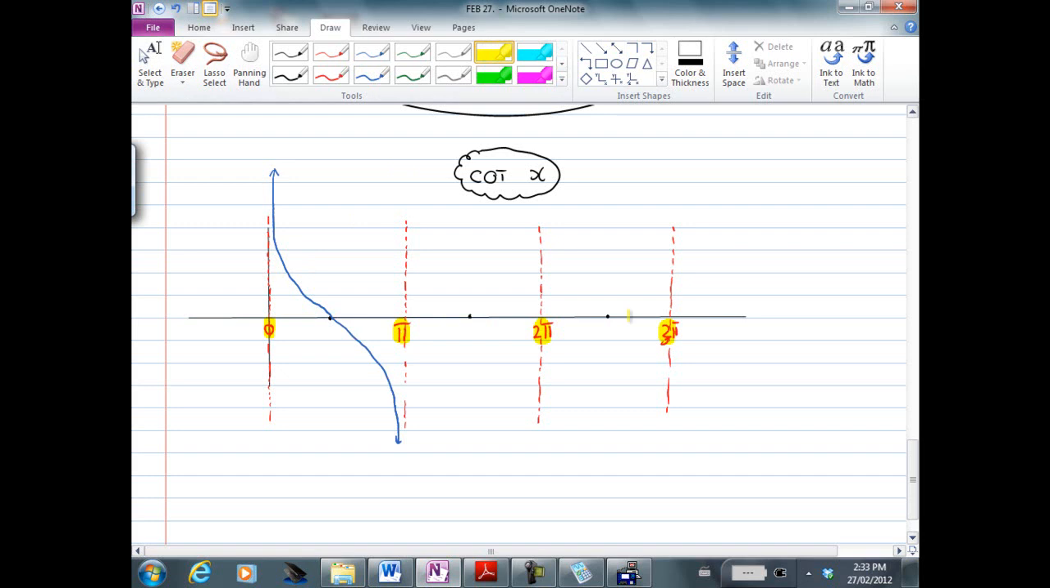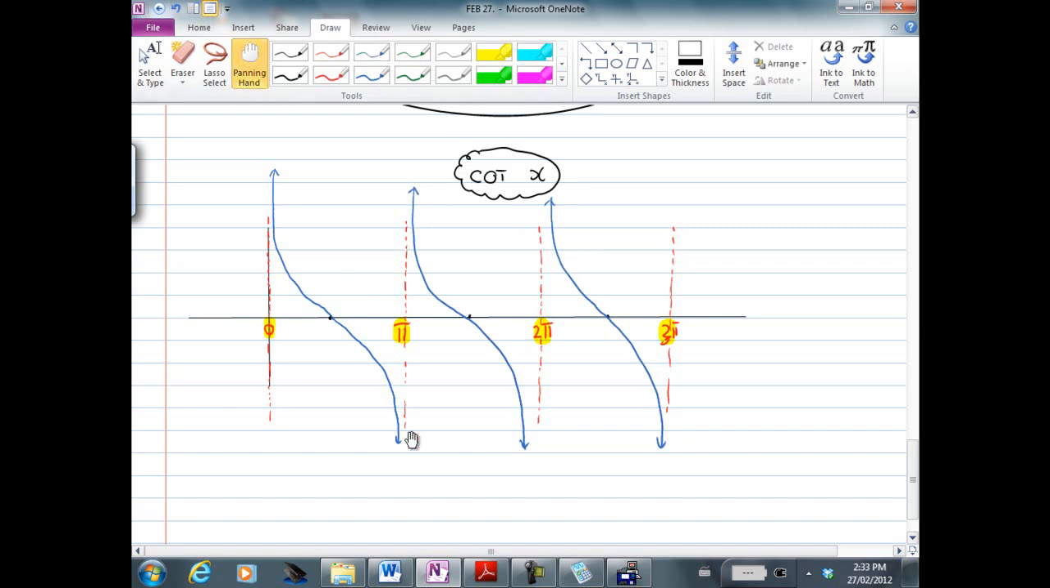Continue on and finish this off. Just same thing, nothing too bad. Keep it simple. And what you have is the cotangent graph.